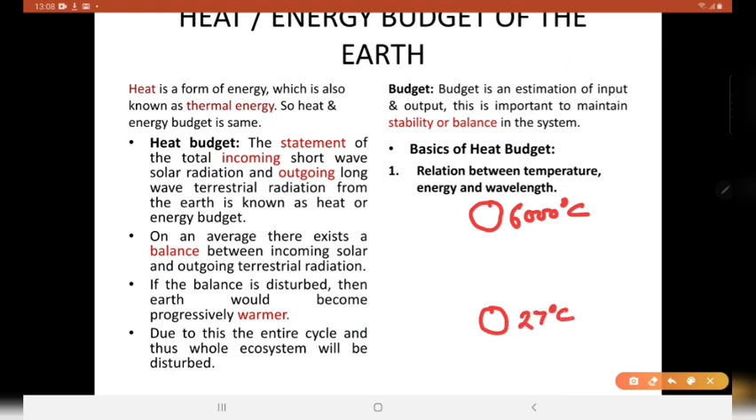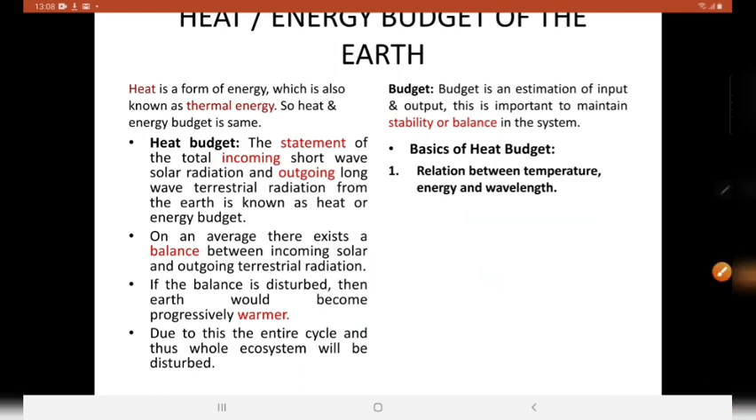Now, since the temperature of the sun is very high, it will emit shorter wavelengths like this, which will have high energy, and so they can penetrate our atmosphere. But the temperature of the earth is less, so it will emit longer wavelengths, which will have less energy, and they cannot penetrate our atmosphere, rather they are absorbed in it.